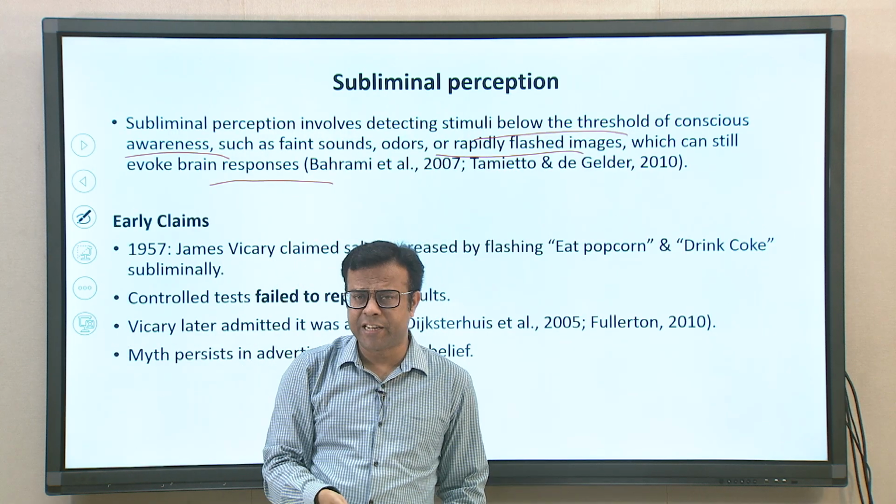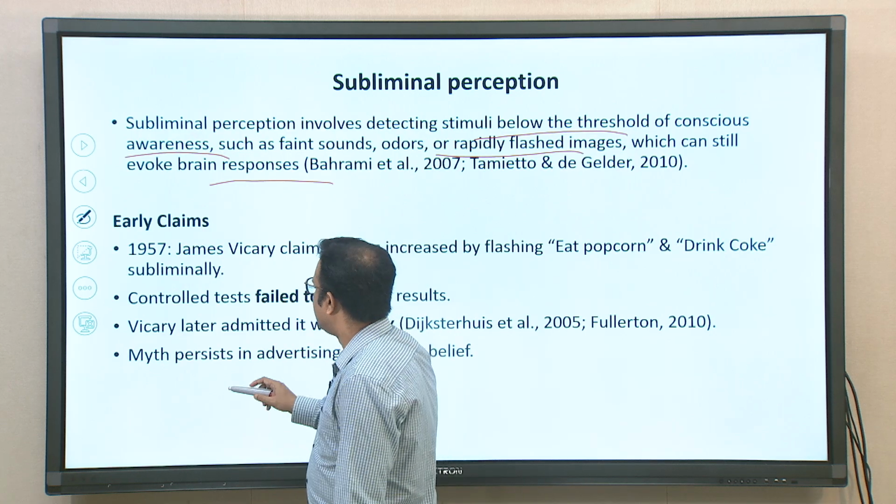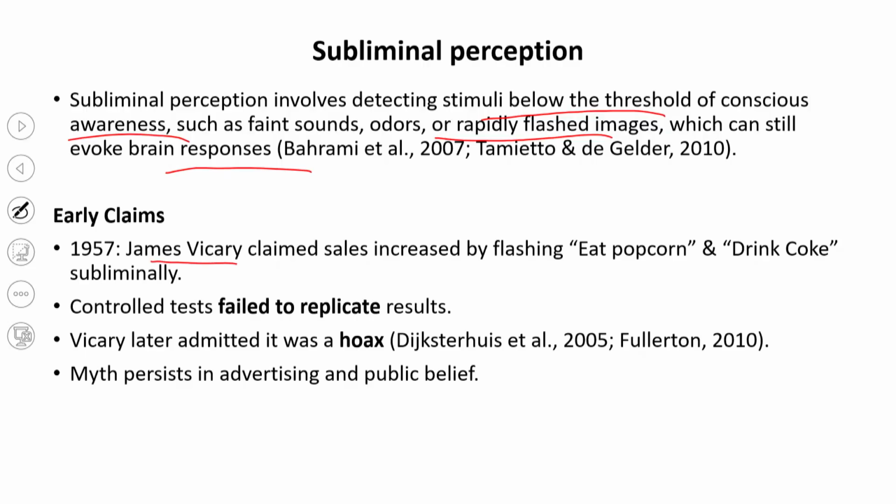Some claims were very exaggerated initially. In 1957, James Vicary claimed sales increased by flashing "eat popcorn, drink Coke" subliminally in some theaters. These people were not even aware, but the advertisement was flashed very fast. People were not able to consciously say these things were there, and he claimed that such flashing of advertisement could increase sales. However, control tests failed to replicate such results. Vicary later admitted it was not correct, it was a hoax.